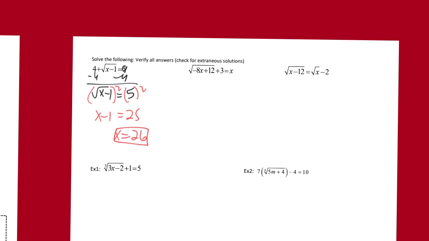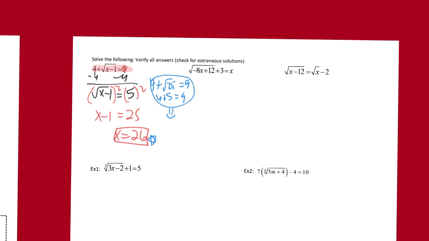Have to check it. Where? The most original equation. So if you go up to this top equation here and you plug in x is going to be 26, you do 4 plus square root of 26 minus 1 is square root of 25. And then you're going to see, does that equal 9? Yeah, square root of 25 is 5. 4 plus 5 does equal 9. Okay, and so that would be a happy face. So we keep that.